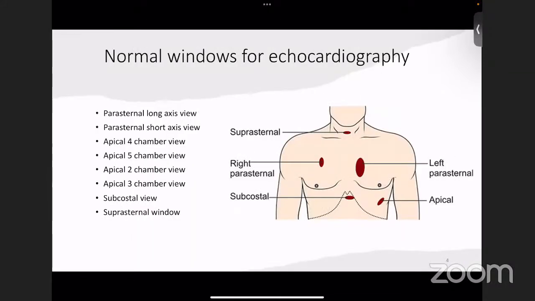Then, coming straight to the normal windows for echocardiography. It is a tradition that we start off with a parasternal long axis view. Then we change to a parasternal short axis. Then we go to the apical 4-chamber. We do apical 5-chamber. Then the 2-chamber, 3-chamber, and the subcostal view.